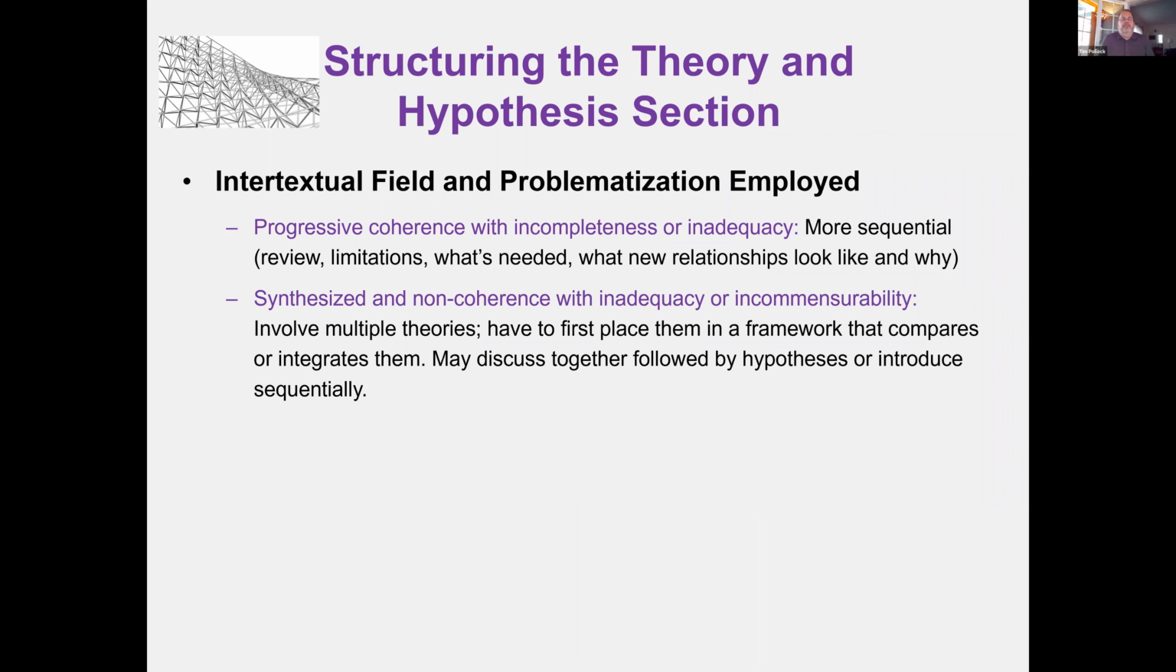But one of the key factors that's going to affect how you structure your hypothesis section is how you're problematizing the intertextual field or the conversation. So if you're using progressive coherence with incompleteness or inadequacy, you're basically working within one theory. So you're going to go in a more sequential way. You're going to have the review of the literature, the conversation, the limitations, what's needed, what the new relationships look like and why.